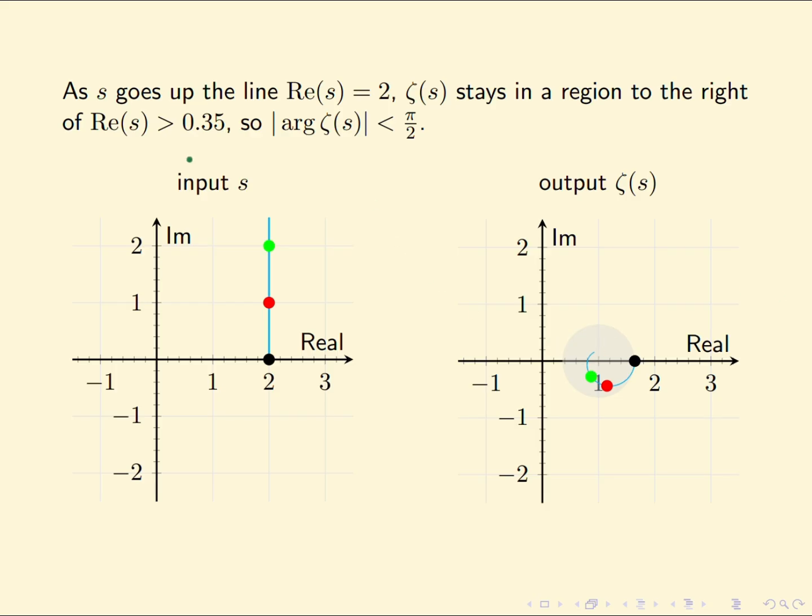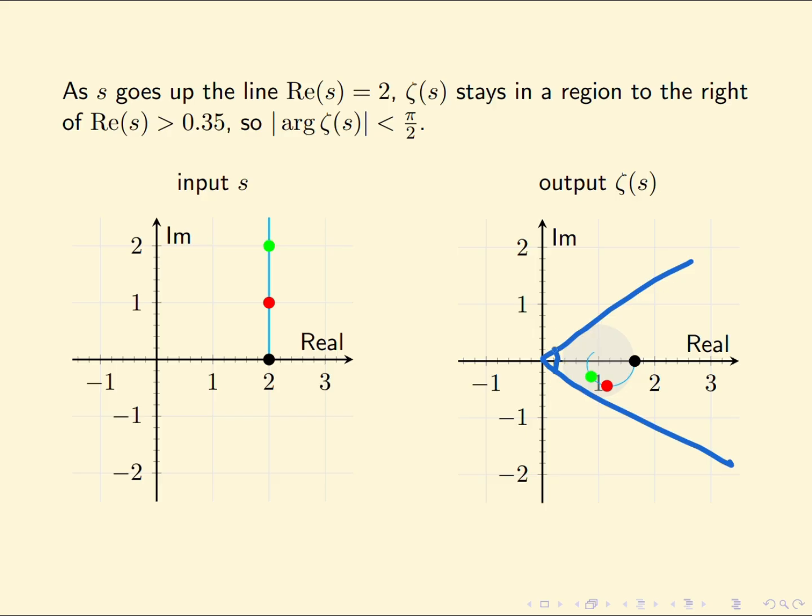So this is kind of what I'm saying. As s travels up this line, zeta of s stays in a region to the right of real part greater than 0.35, and therefore the absolute value of the arg of s is definitely less than pi over 2. In fact, it looks like it's bounded even more strongly than pi over 2. It looks like it's bounded like this. So the arg of zeta of s can never leave whatever angle this is.